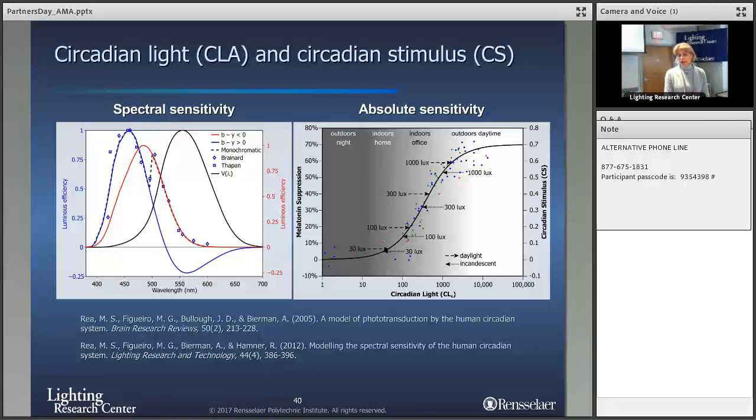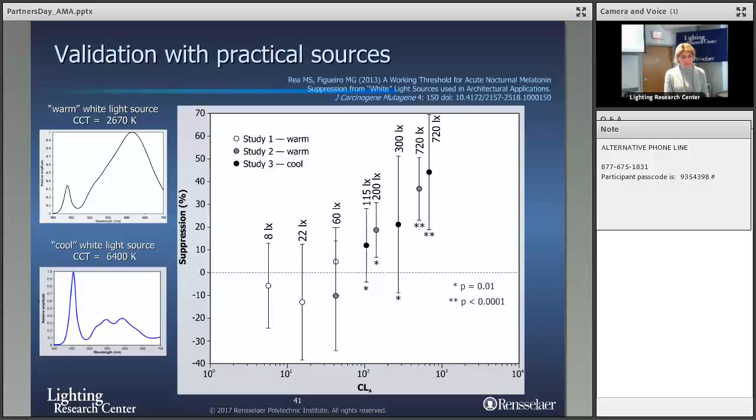And then here is the absolute sensitivity, which is using that transfer function. All these points that you see on the graph here are points from studies that have been published on acute melatonin suppression in the literature. And as you can see, this is your outdoor nightlight level, so you're pretty much very close to or below threshold. And then you have indoor homes here, indoor offices, and then you have outdoors, which pretty much is saturation. So above 1,000 lux and so on at the eyes, you're pretty much above saturation.